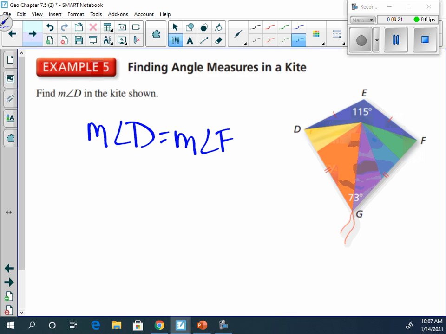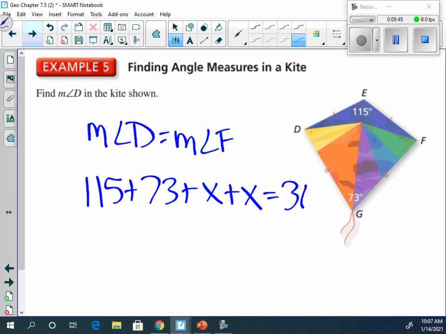So how can we go about solving for these two angles here, or one of these angles? Add it to what? X and what else? Is equal to? Because again, this is still what? A quadrilateral, it's still a four-sided figure. The sum of the interior angles of a four-sided figure is 360. Now we can just solve for the value of x.